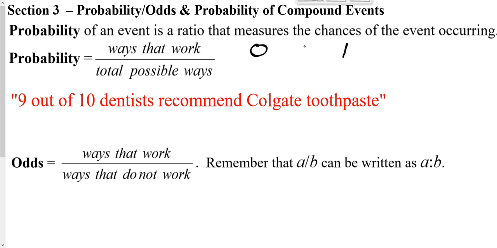So what we see here in red is, say, 9 out of 10 dentists recommend Colgate toothpaste. So there's 9 dentists that recommend it out of a total of 10, so that would be a probability. If we were looking for odds, those that recommend it, it would be 9 that recommend it, and then there'd be 1 that doesn't. So you could go like this. A lot of times, odds are written as a ratio, and so it would be like this.